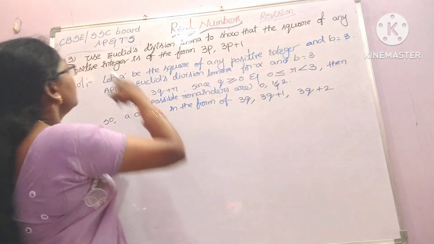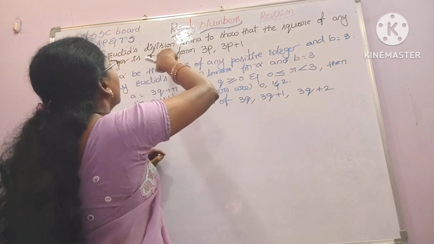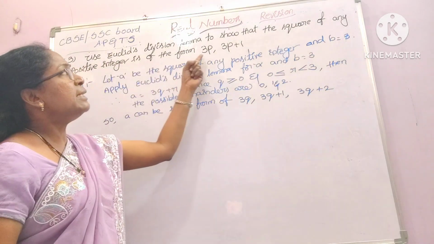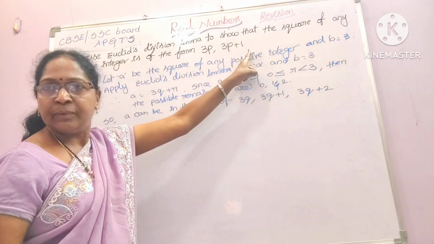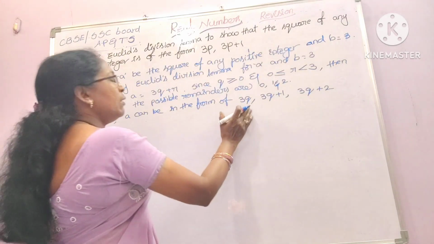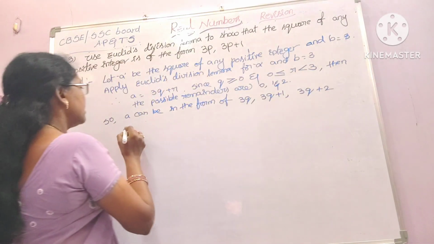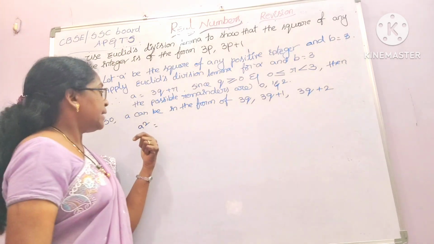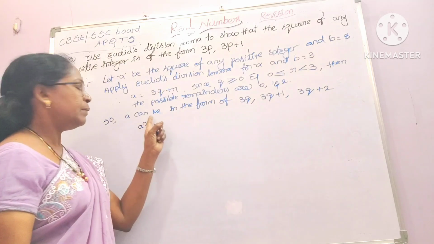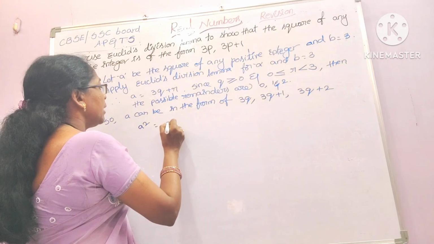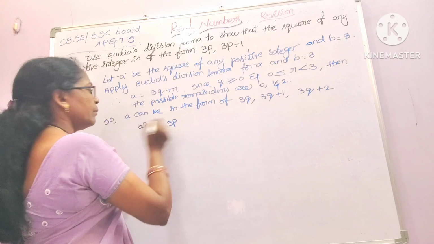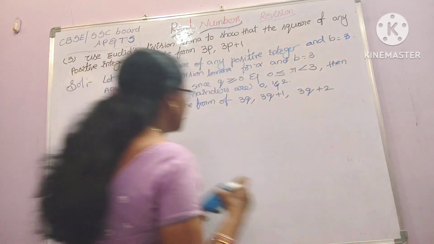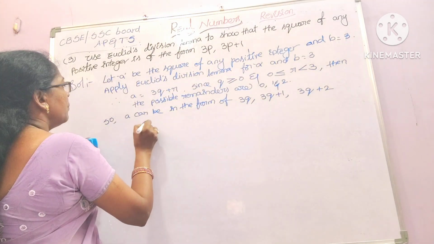But here what you have to do: using Euclid's division lemma, show that the square of any positive integer is of the form 3p or 3p plus 1. So directly, A can be in the form of like this. Now, square of a positive integer. That means A square equal to... A is a positive integer. Square of a positive integer means you have to square on both sides. A square equal to, A equal to 3q, then A square equal to 3q square. Just we mention here, square of any positive integer.